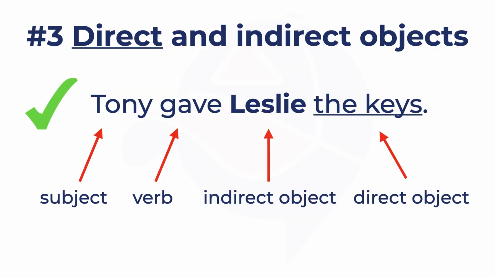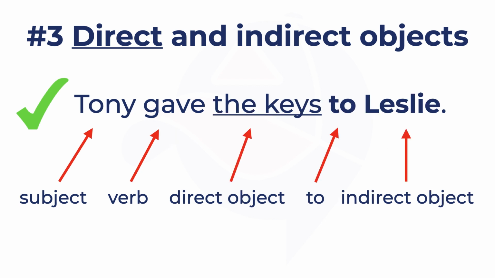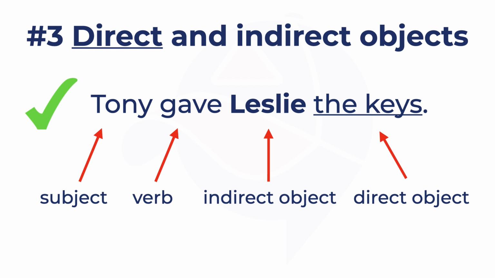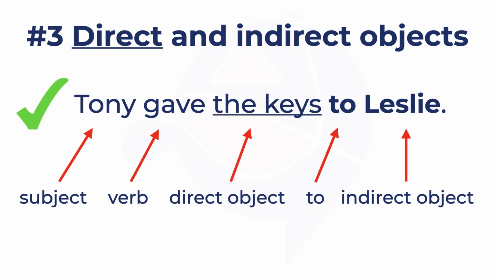All right. So Tony gave Leslie the keys. Subject, verb, indirect, and then direct object. That's one structure. The second option you have is subject, verb, direct object, then the word to, and then the indirect object. Again, don't focus too much on that. Just look at the example. Tony gave the keys to Leslie. So I can give Leslie the keys, or I can give the keys to Leslie. Those are your two options.